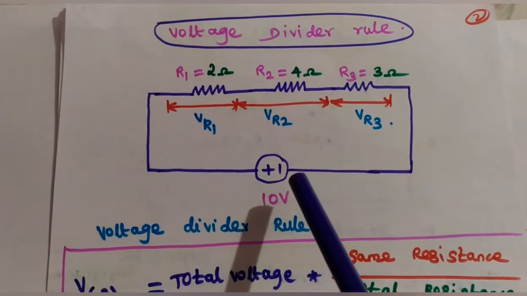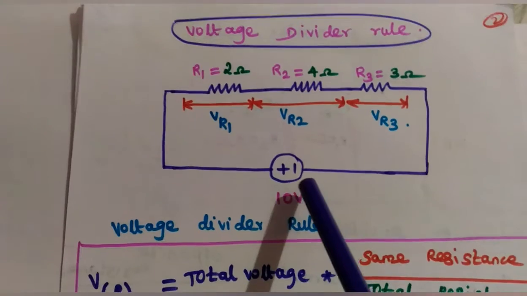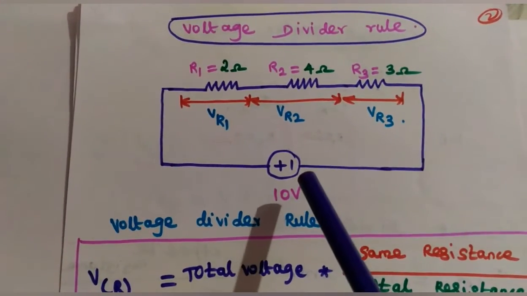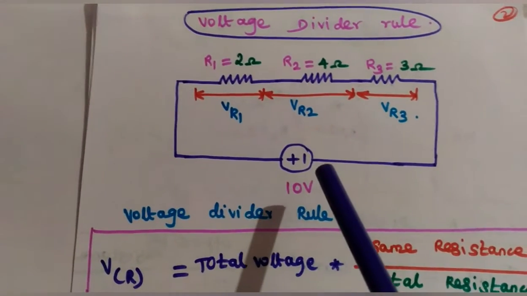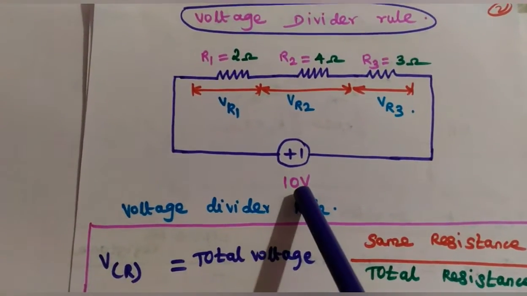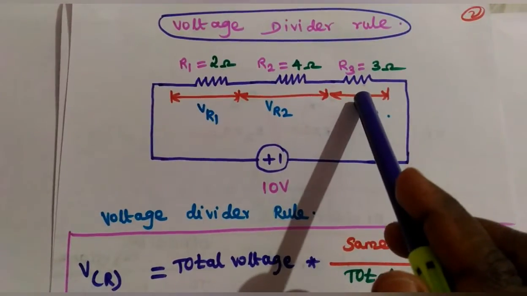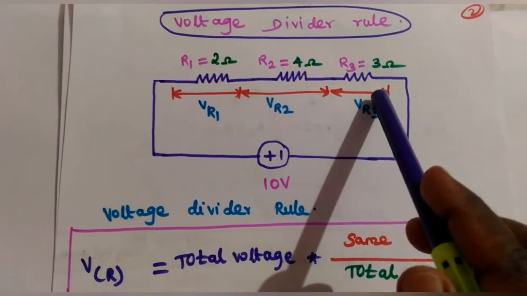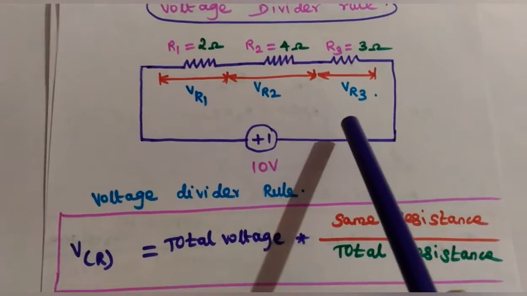So now we are taking the series network. In the previous case, for the current divider rule, we took a parallel circuit. Now we are taking the series combination of resistances, in which we get different voltages. Here the applied input voltage is 10 volt. R1, R2, R3 are connected in series with values of 2 ohms, 4 ohms and 3 ohms. Now, by using the voltage divider rule, we are going to calculate VR1, VR2 and VR3.